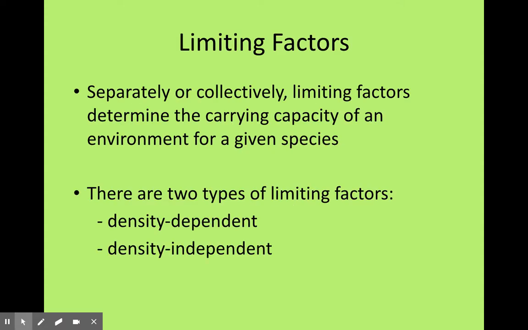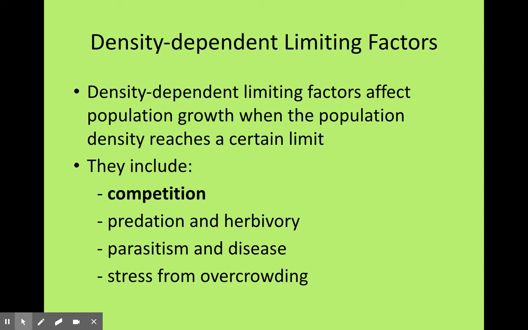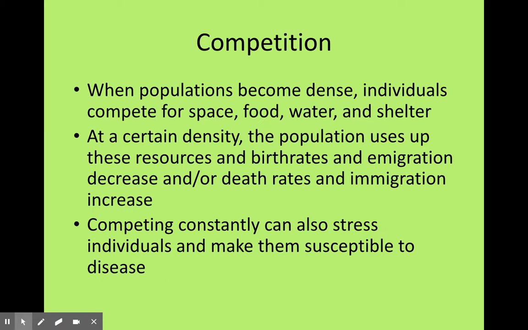Separately or collectively, limiting factors determine the carrying capacity of an environment for a given species. There are two types of limiting factors: density dependent or density independent. Density dependent limiting factors affect population growth when a population density reaches a certain limit. So the density is dependent on the population around that specific individual. This can include things like competition, predation, parasitism and disease, and stress from overcrowding.